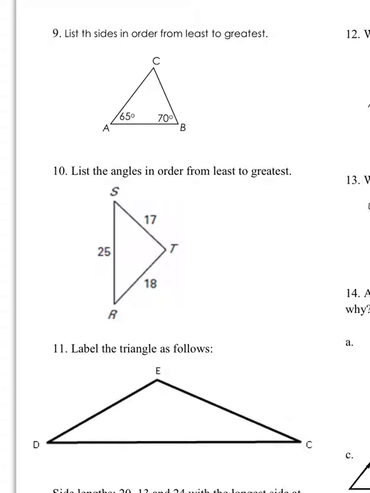Number 9, list the sides in order from least to greatest. So we have 65, 70. We need to find angle C. Very simply, you're going to start by doing 180 minus 65 and 70. Add those together, you get 135. And that gives you 45. So 45 in there. Then, in order from least to greatest, smallest angles across from shortest side, largest angle across from longest side, and it's that simple.